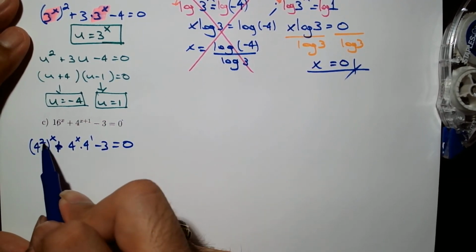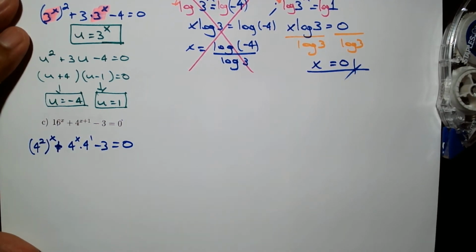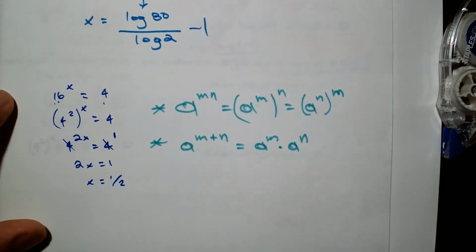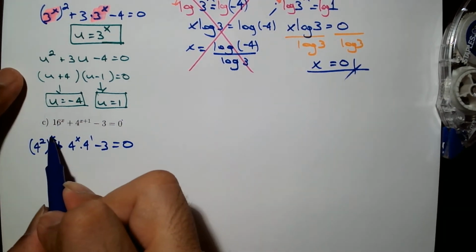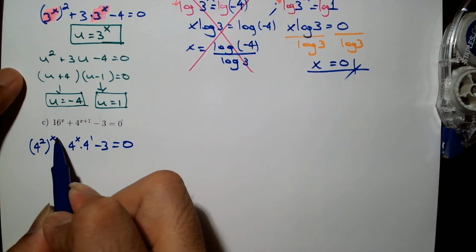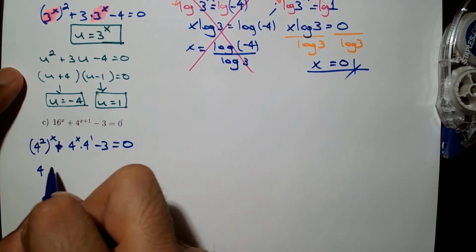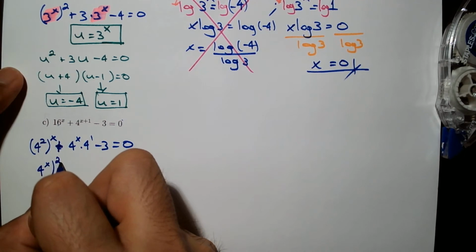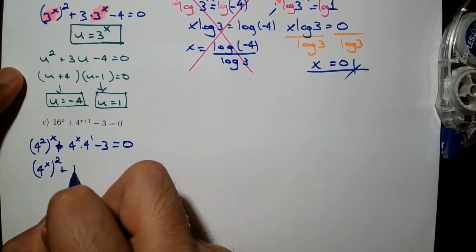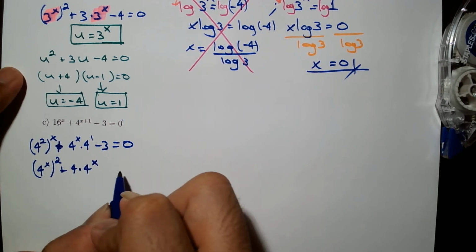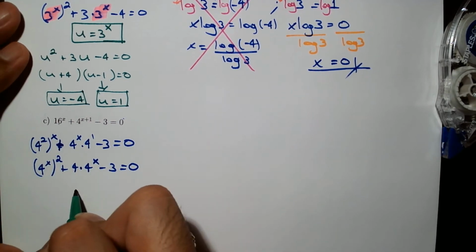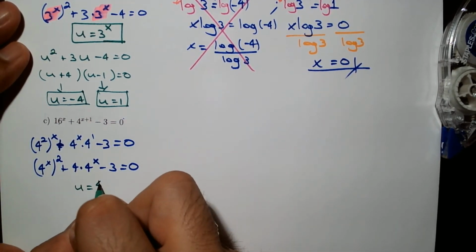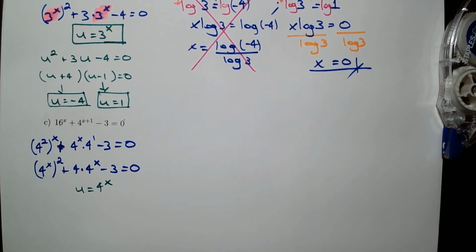All right, now recall that, from the previous law of exponents, these two can be interchanged. The reason I will interchange this is because I need the 2 outside as a power and the x inside to recognize the quadratic pattern. So 4 to the x squared plus 4 times 4 to the x minus 3 equals 0. And again, I'm going to call for another u substitution. u equals 4 to the x.